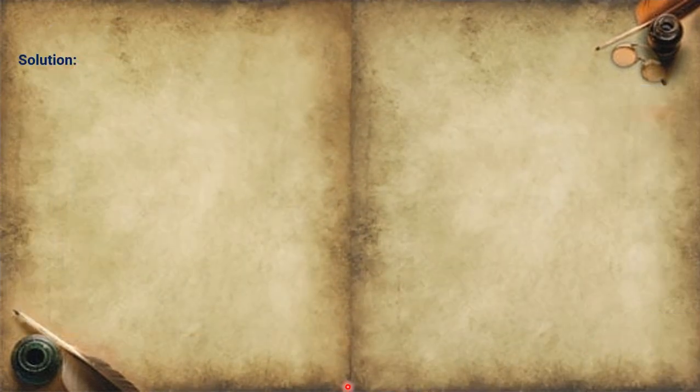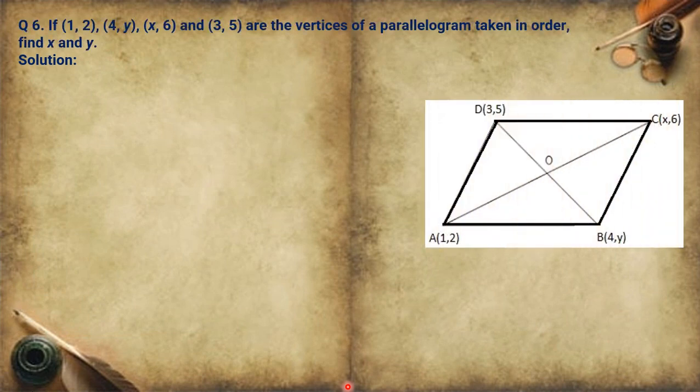Question number 6 says: if (1, 2), (4, y), (x, 6) and (3, 5) are the vertices of a parallelogram taken in order, that means (1, 2) is A, (4, y) is B, (x, 6) is C, and (3, 5) is D, the four vertices of the parallelogram. Find out the values of the unknowns x and y.